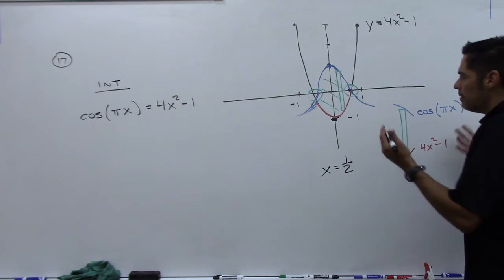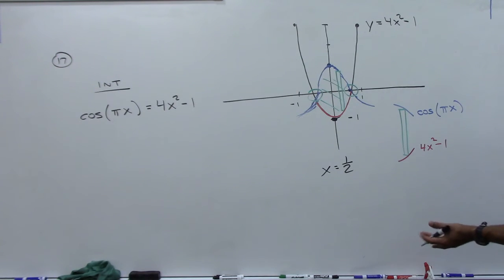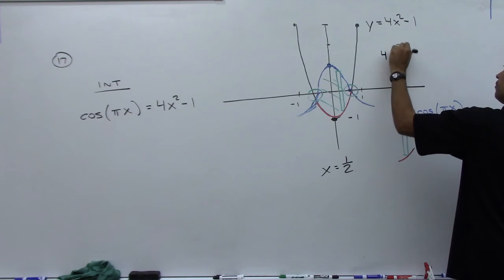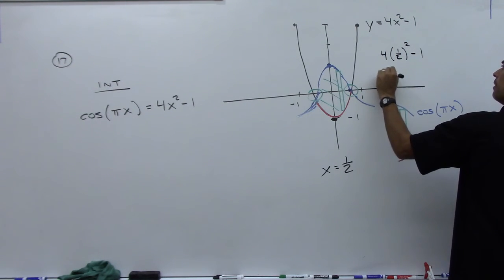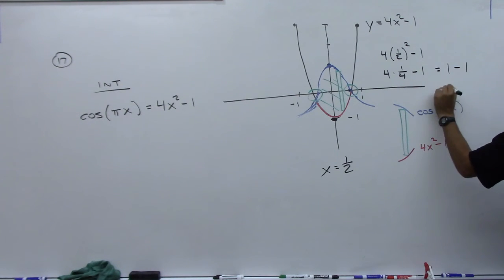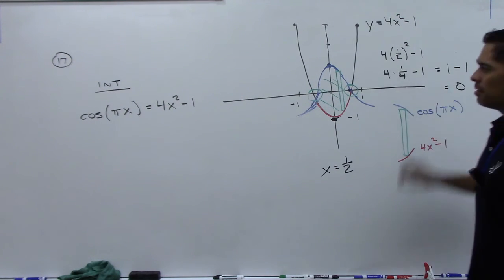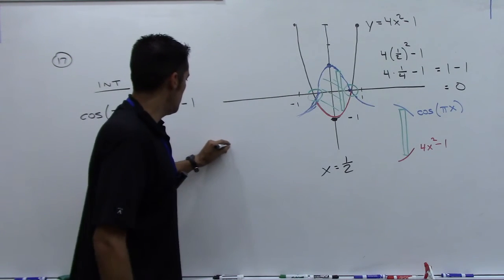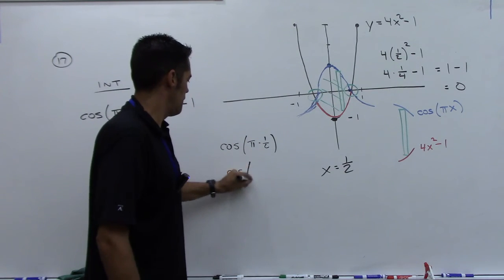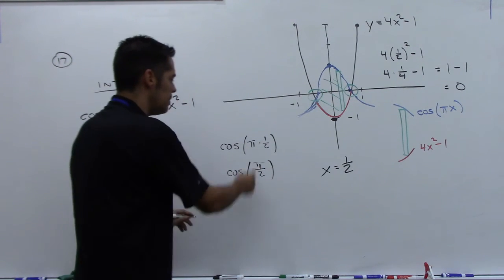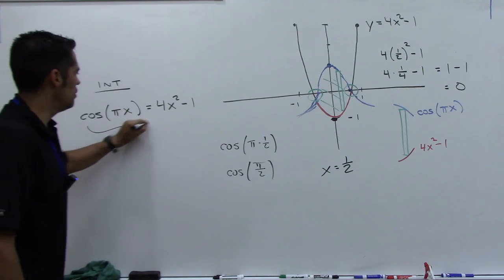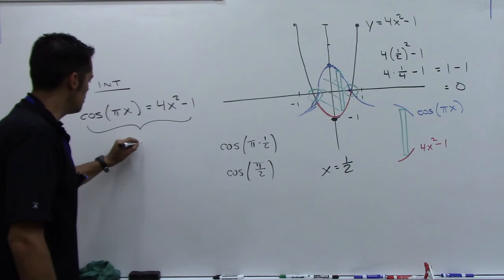So amazingly, because they picked the problem to make sure that it worked out nice for you, if I take this and I plug in a half, I get 1 minus 1, which is 0. So if I plug a half into this, I get 0. But we saw earlier that if I plug a half into the other one, we get cosine of pi over 2, which is also 0. So just by looking at this, the solution is x equals 1/2.